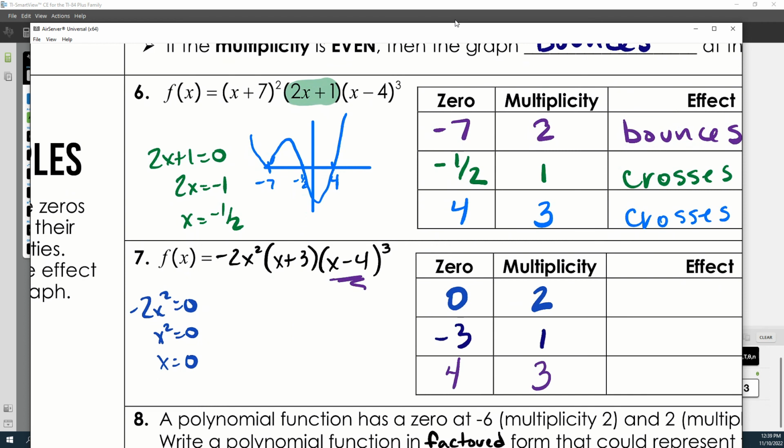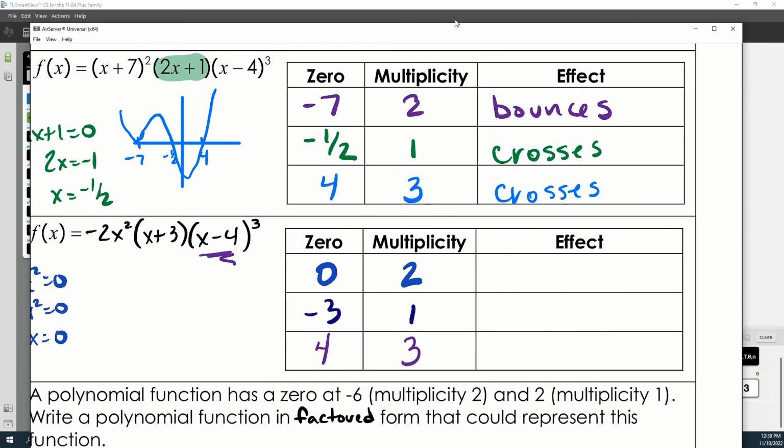All right. And then if we write an even number for the multiplicity, we say it bounces at that point.